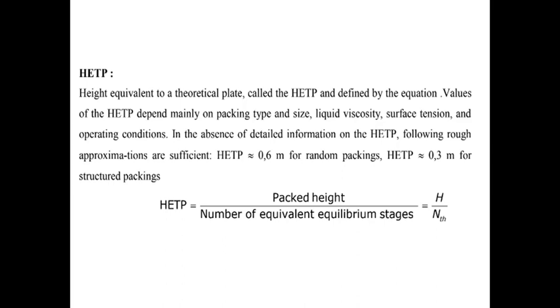So what is the formula for HETP? HETP is equal to packed height divided by number of equivalent equilibrium stages. That is equal to capital H by N suffix TH, that is the number of equivalent equilibrium stages.